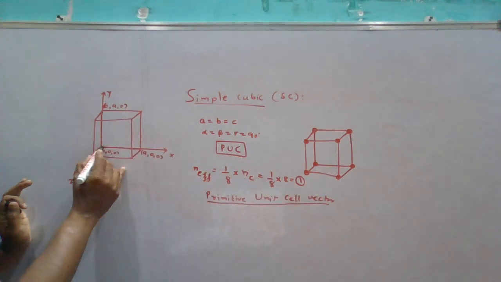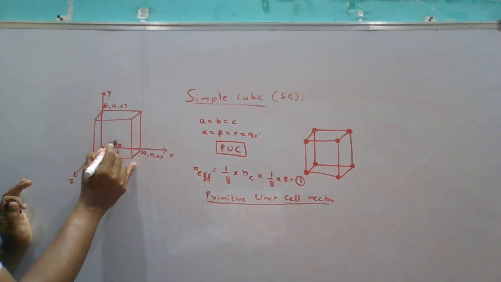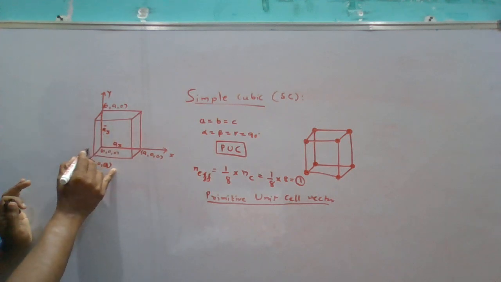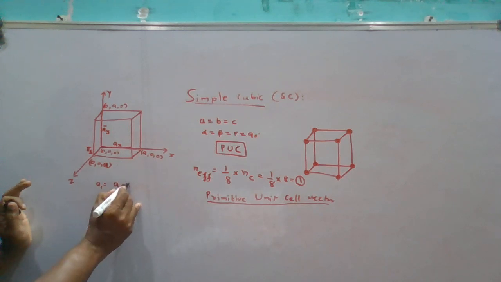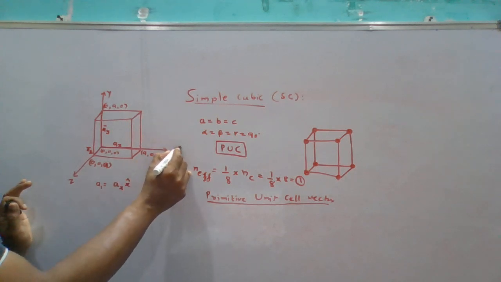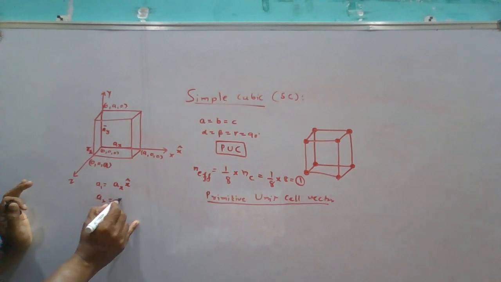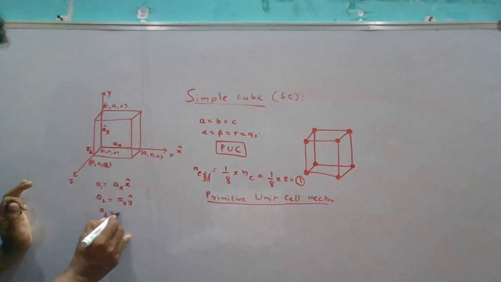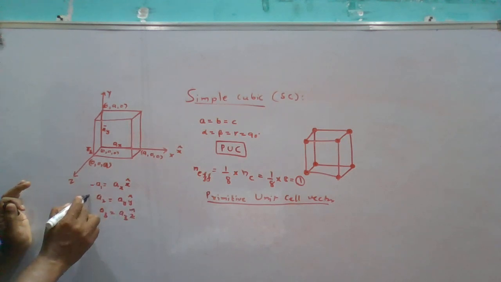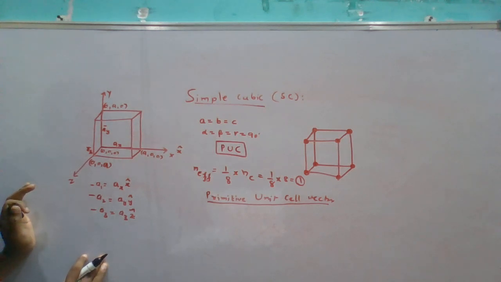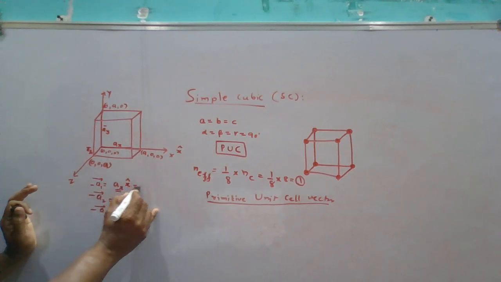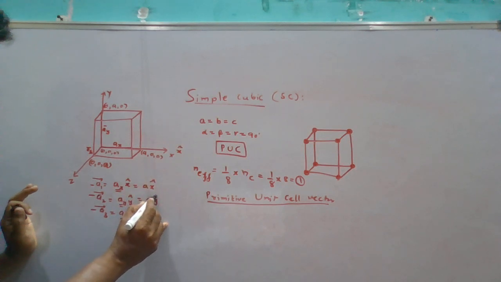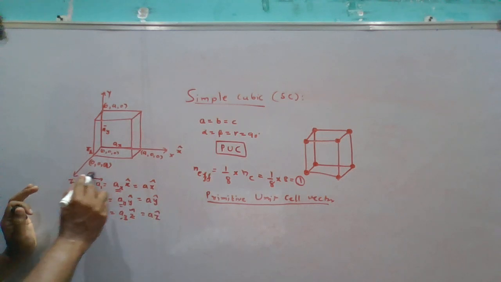So primitive unit cell vectors. Along the x direction we get A x, then along the y-axis A y, along z A z. So A1 equal to A x cap, along the x-axis we have x cap unit vector. A2 equal to A y cap, A3 equal to A z cap. These are A1, A2, A3, the primitive unit vectors. A1 vector, A2 vector, A3 vector. These are the constants, and these are the unit vectors along the x, y, z directions. We can write it like this also: A x cap, A y cap, A z cap. So these are the primitive unit cell vectors.